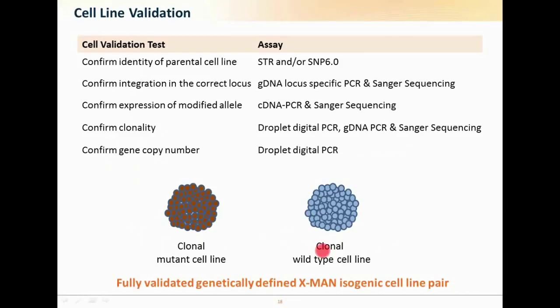And I think the most important bit of information on this slide is that at the end point of our engineering, we have a clonal mutant cell line and a clonal wild-type cell line that are essentially identical except for that one mutation that has been incorporated. And that is as close to patient genetics as you can get as a model system.